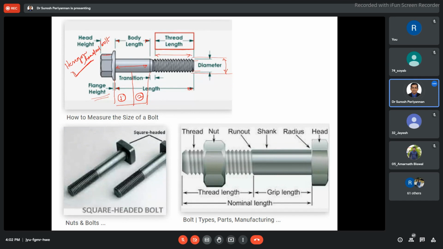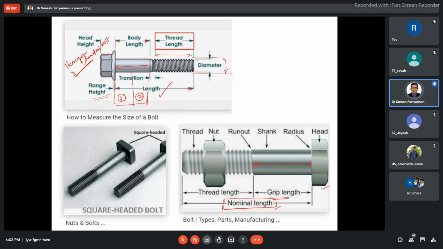Okay, now see here also clearly given, this is a thread, this is a run out, this is the shank. The plain area you can also say is the shank. Now this is the bolt head. Okay, this is the grip length, what I told you earlier. Technically, this should be the nominal length. It should be called nominal, but here they use length. Most books follow nominal length as the correct one. Please consider that.